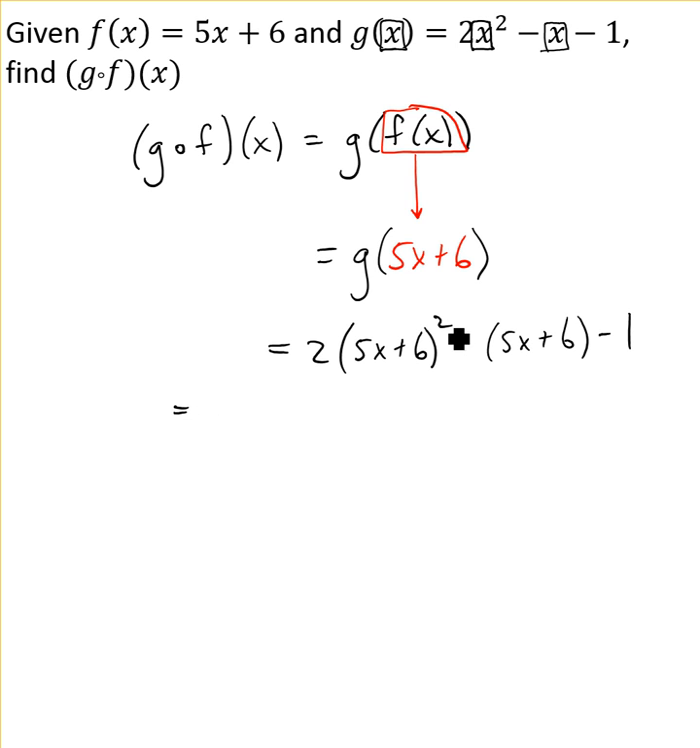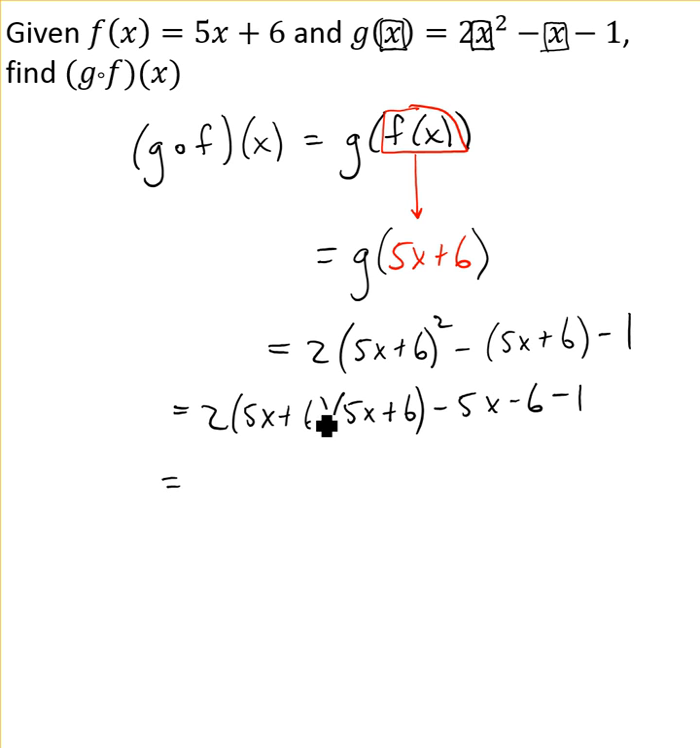So the first thing we want to do is square the 5x plus 6. Squaring something means multiplying it by itself. So we're going to have to FOIL that. Now to go ahead and remove this second set of parentheses, I just need to distribute that negative.